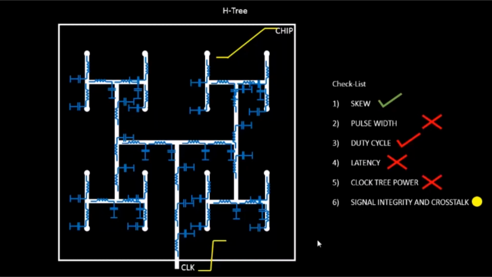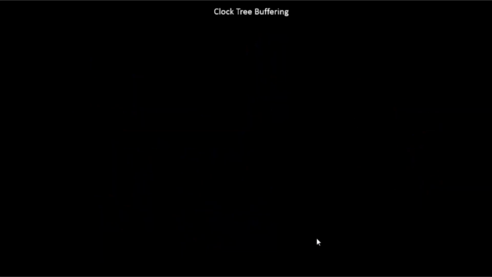So let us see a methodology, a way of reducing the transition on the chip. That brings us to our next topic, which is clock tree buffering. The term itself says we are going to buffer something. Buffering is a very common concept across the VLSI world. So let us look into the details of how we do buffering and the number of buffers that are actually required. Let us do some quantitative analysis of clock tree buffering.